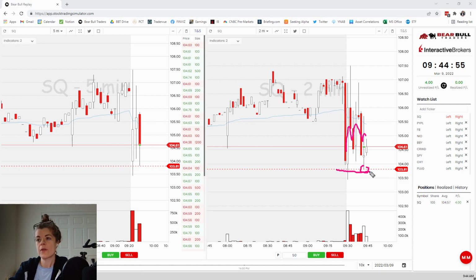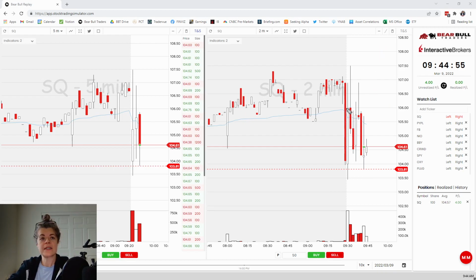So I know that if we lose this level, then I'm done. There's no reason for me to be in this anymore. But do I really want to sit through all of this junk? I can. If I get an entry close enough to here, I could sit through all this junk and hope for it to pop through here and trend upward for the day.